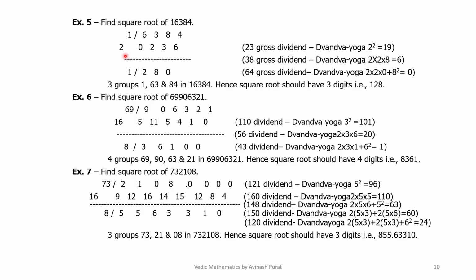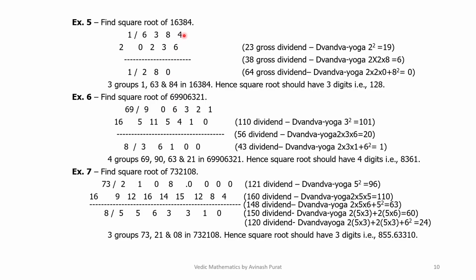19 divided by 2. We take 8 as the quotient and 3 as the remainder. Now 38 is the next dividend, the gross dividend, minus the Dvandva yoga of 2 into 2 into 8, that is 32. So 38 minus 32 is 6. 6 divided by 2, 0 is taken as the quotient and 6 as the remainder.